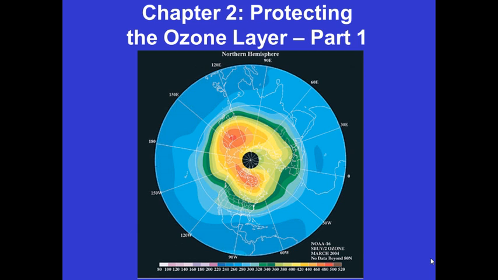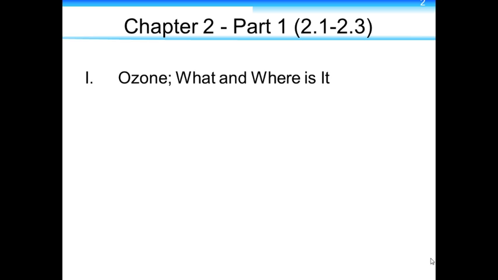This is part 1 of the lectures on Chapter 2, Protecting the Ozone Layer in Chemistry and Context, 7th edition. For this first part, we'll be looking at what is the ozone layer and where is it. We'll also take a look at atomic structure in order to understand the chemistry of ozone a little better.